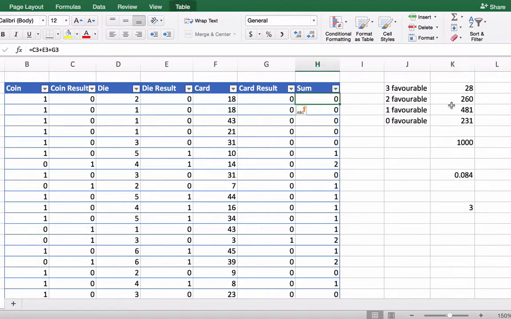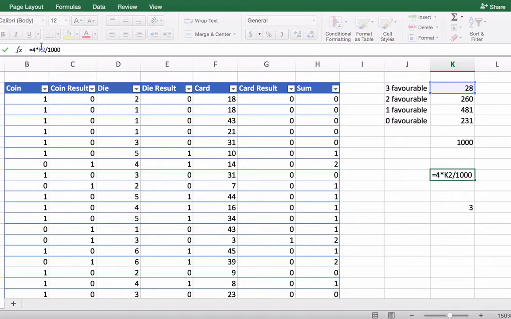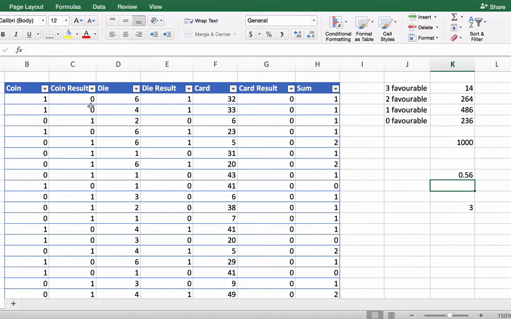And you'll see that we have quite a few 2 favorable outcomes, even more 1 favorable outcome, and 0 favorable outcome is quite high. And you'll notice that our expected payout is only 8 cents. And that's because remember we had this as $3. So what I'm going to do is change this to 40. So it's a $40 payout. And now we're moving closer to what we expect.